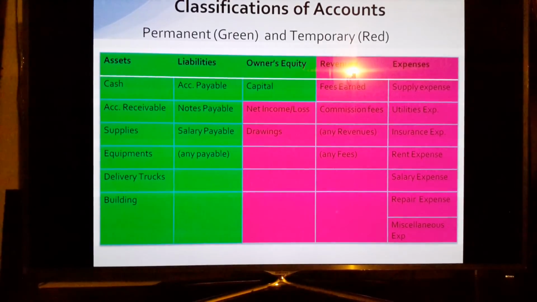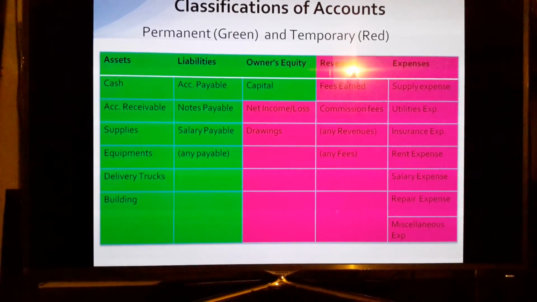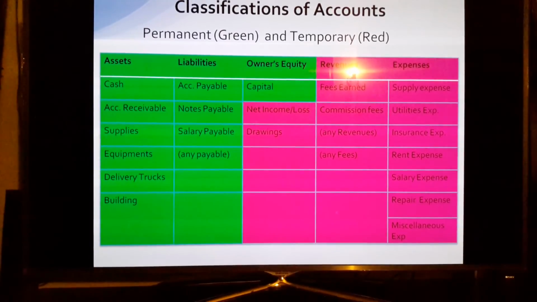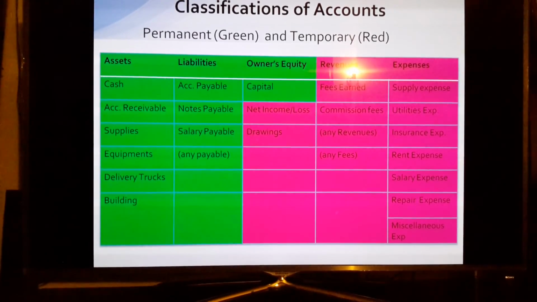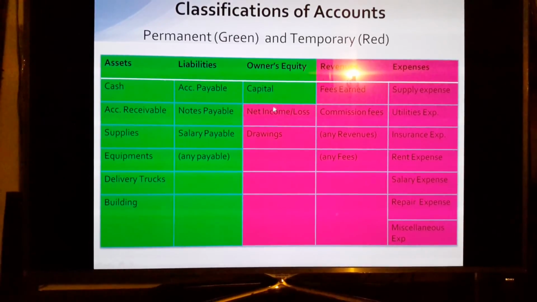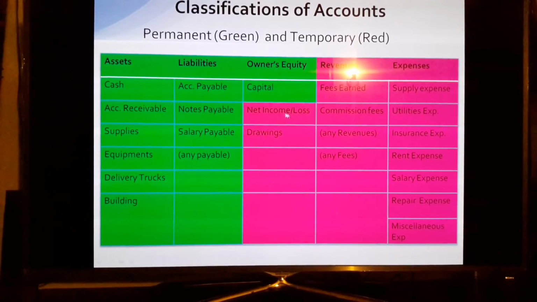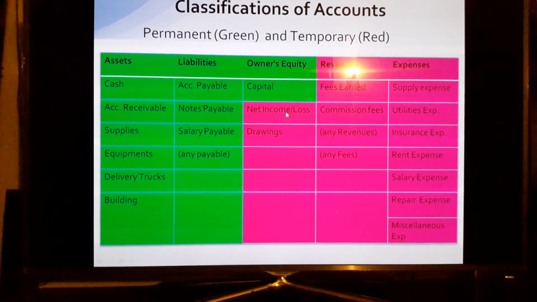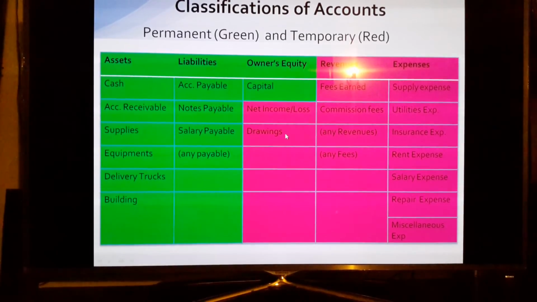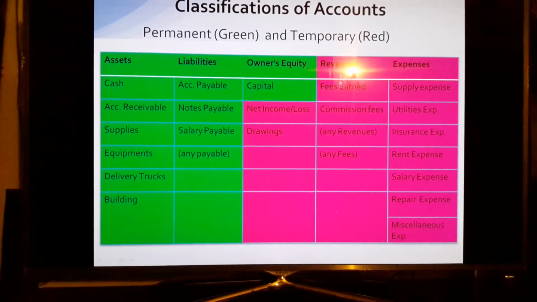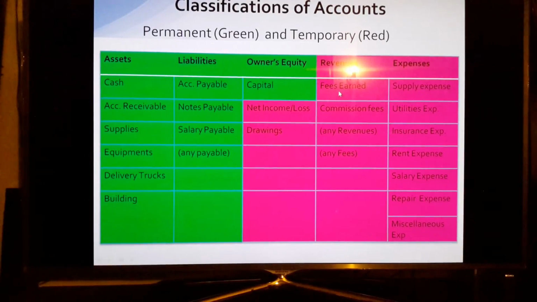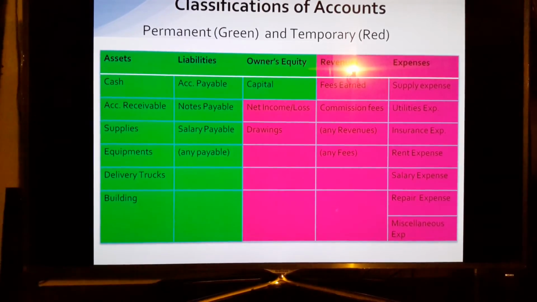Then you have those in the red color, I think. I'm not sure if this is red, but I'll just say it's red. Okay, first of all, you have net income, which is underneath the capital. You have net income or loss. This is closed. You have drawings. Then you come to revenues. You have fees earned, commission fees, any revenues, any fees. Okay?